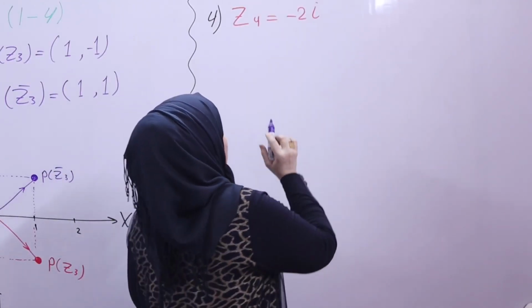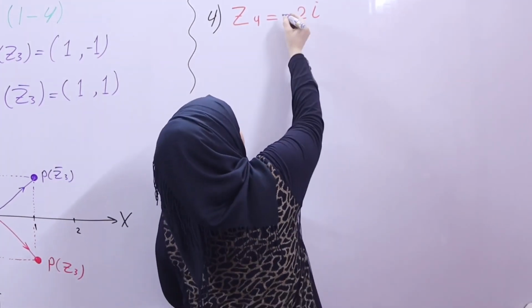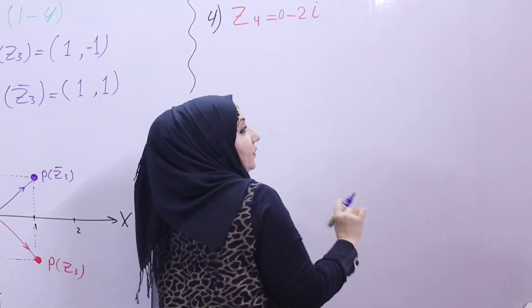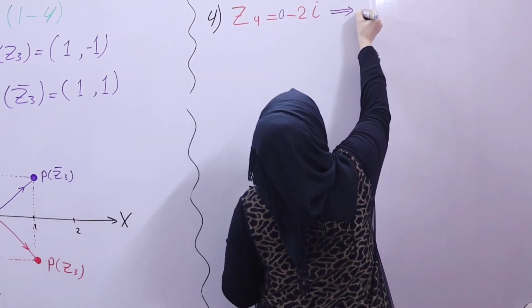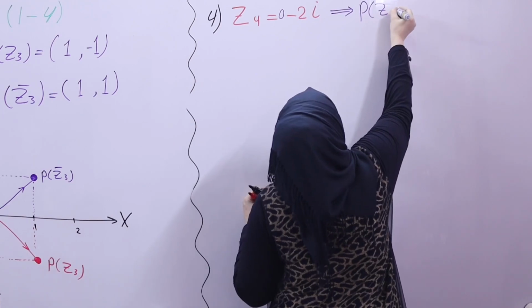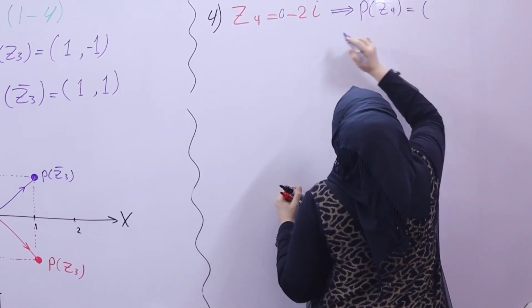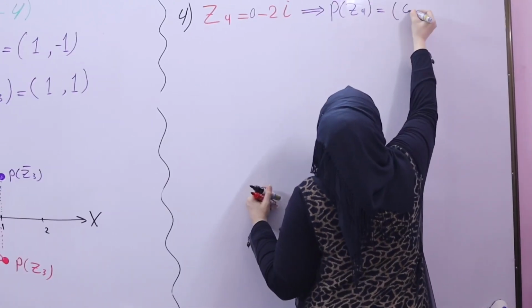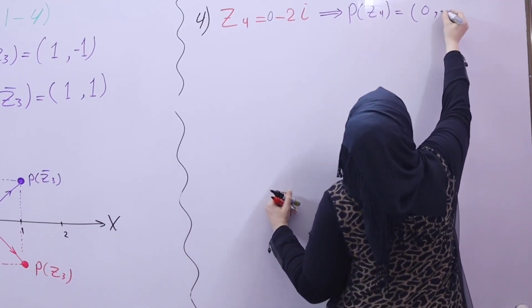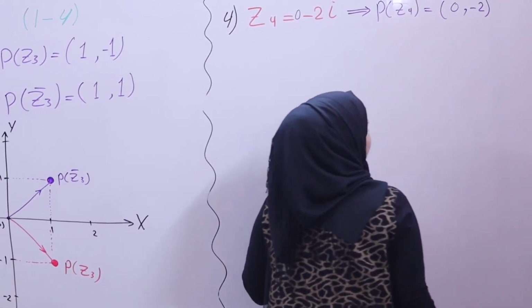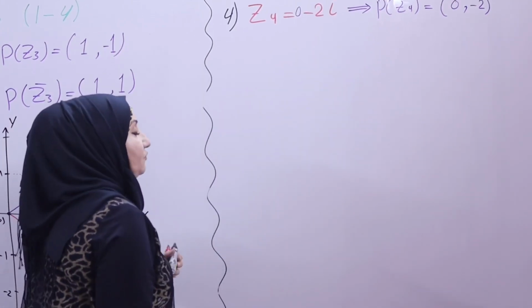Z4, the complex number Z4 equals negative 2i. That means the real part equals 0. So can we write the ordered pair for this complex number? Yes. The point which represents the complex number Z4 will have the x coordinate equal to the real part, which is 0, and the y coordinate equal to the imaginary part, which is negative 2. This is the ordered pair which represents the complex number Z4.